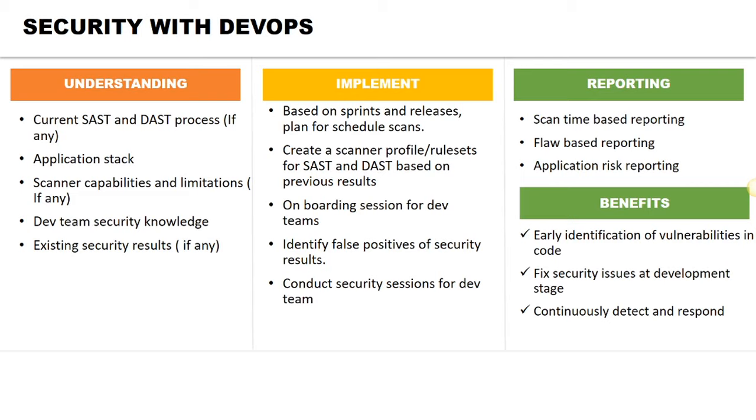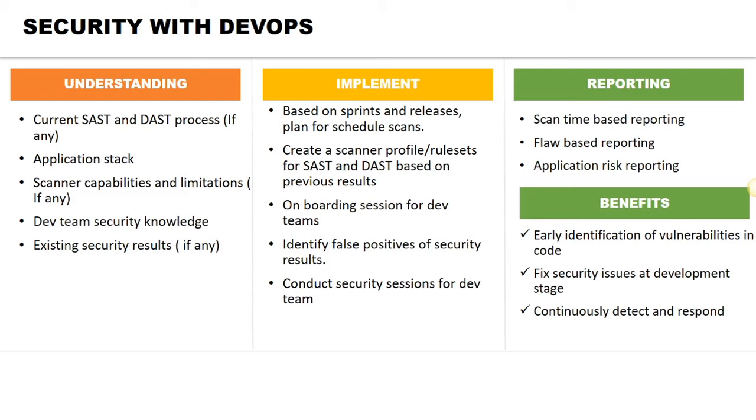In the implementation phase, we need to implement based on sprints and releases. We should plan it, right? You don't want to schedule a CI/CD scan every hour, every alternate day, or every week. It depends upon what kind of sprints and releases a project uses, so it should be planned that way.